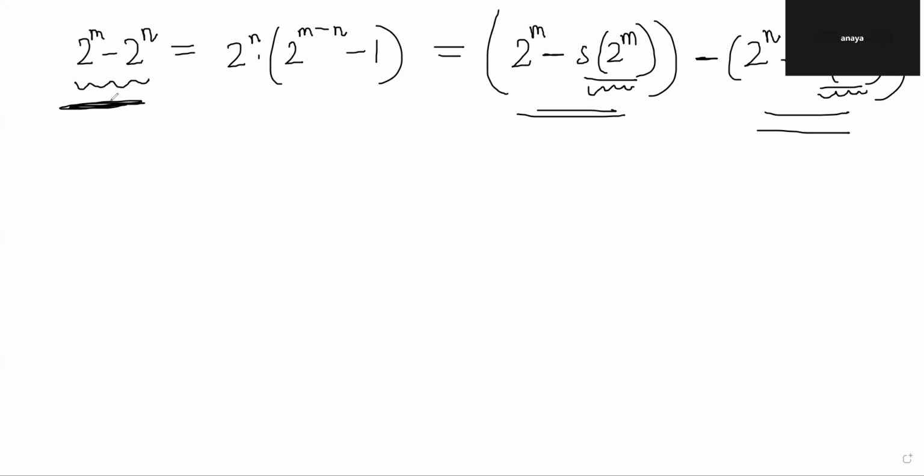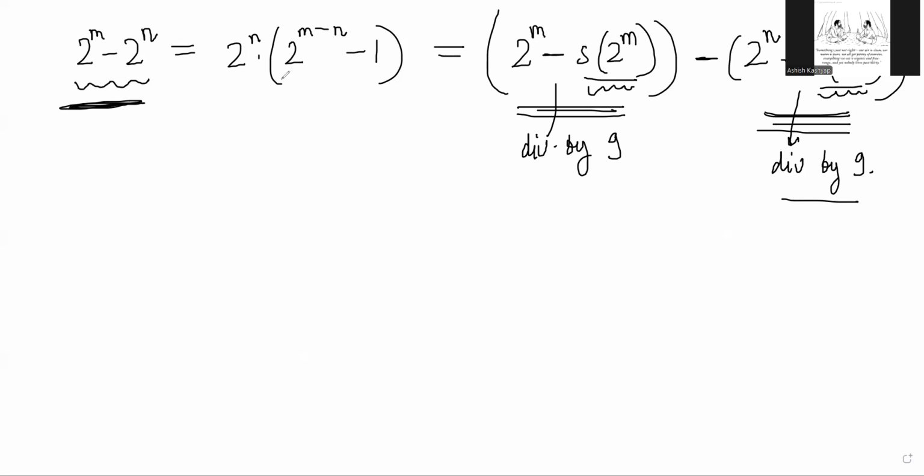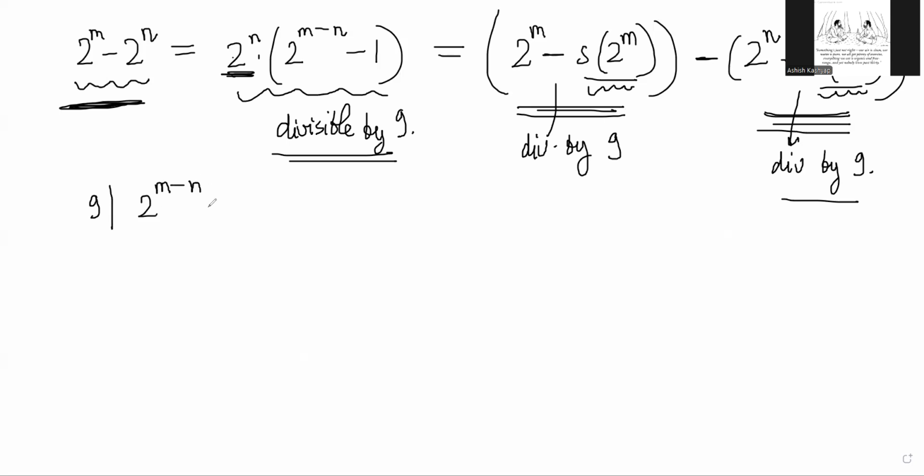But the benefit of writing it like this is that we know that this thing is divisible by 9, and this is also divisible by 9. So basically, two numbers are divisible by 9, so this is divisible by 9 now. Do you understand what I'm saying? Yes. And 2 power n has no common factor with 9. So that means 9 divides 2 power m minus n minus 1, right? Yes.